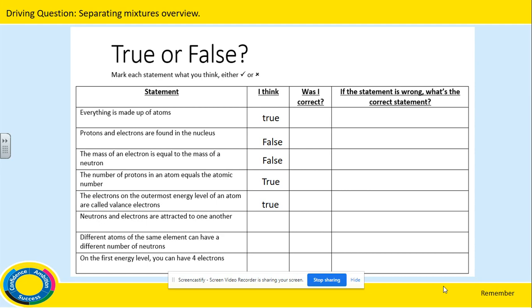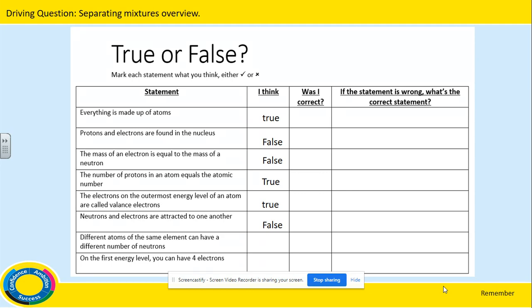Neutrons and electrons are attracted to one another. True or false? The answer is false. Remember, electrons are negatively charged. Neutrons have no charge. Protons are positively charged. So if neutrons have no charge and electrons are negatively charged and the protons are positively charged, it simply means that the electrons are attracted by the protons. Opposites attract. If you got this correct, write yes. If not, write the correct answer.